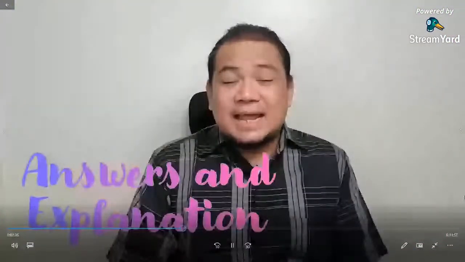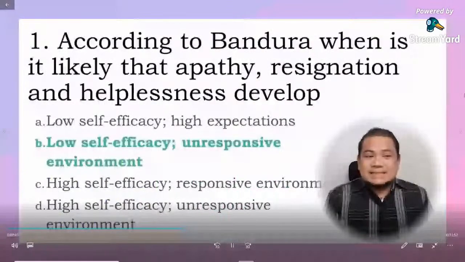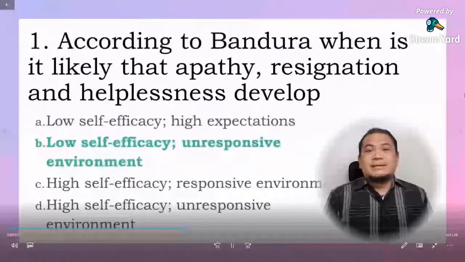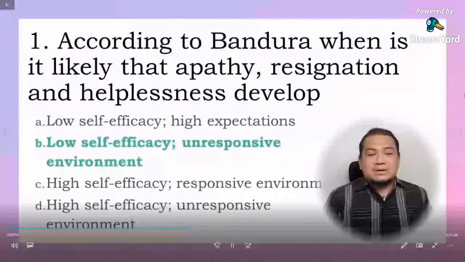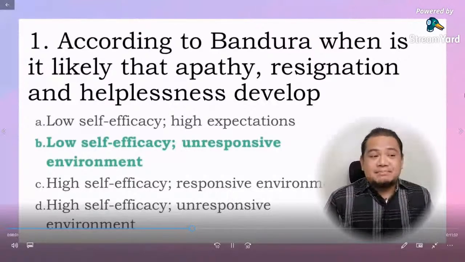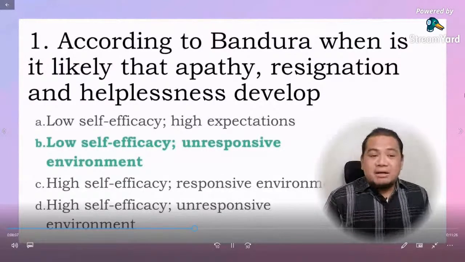Number 1, according to Bandura, when is it likely that apathy, resignation, and helplessness develop? The answer is letter B, low self-efficacy and unresponsive environment. High and low efficacy combined with responsive and unresponsive environments produce 4 possible predictive variables. When efficacy is high and the environment is responsive, outcomes are more likely to be successful.